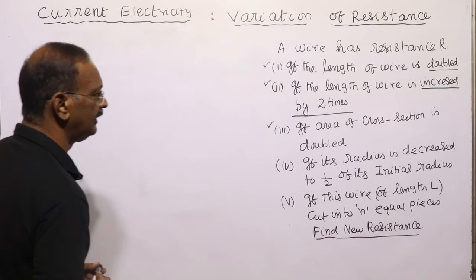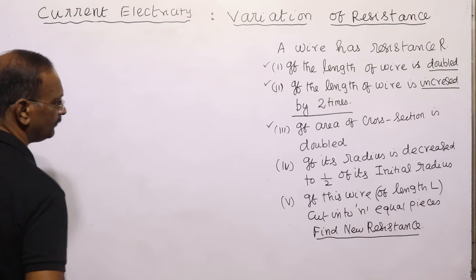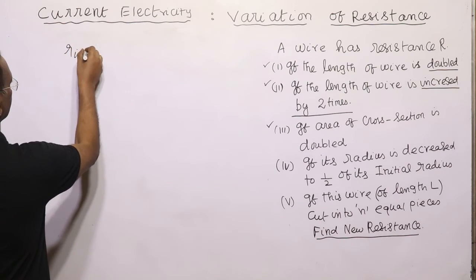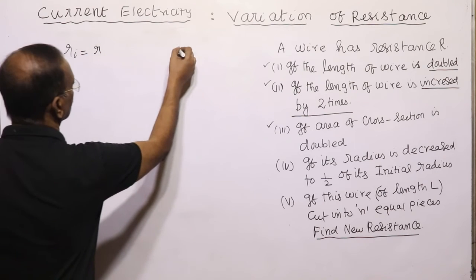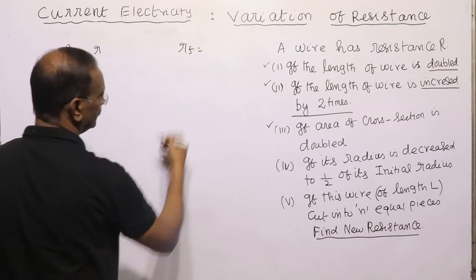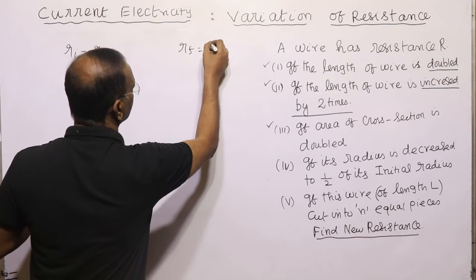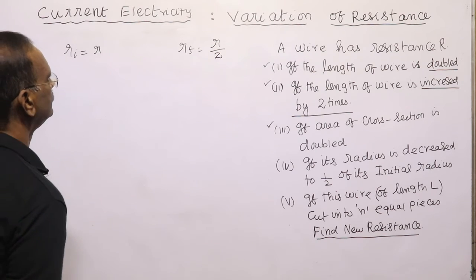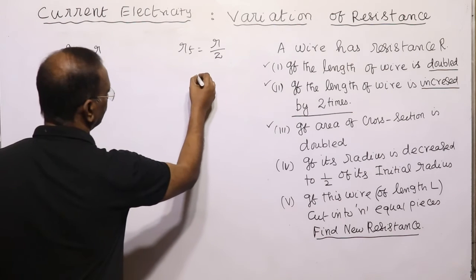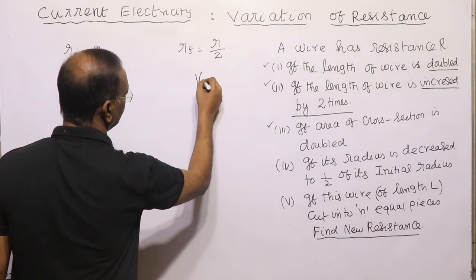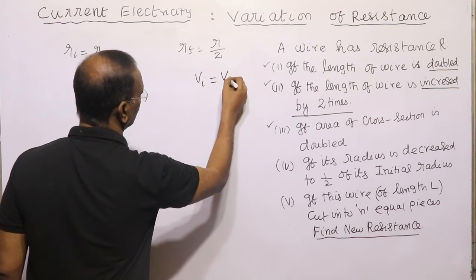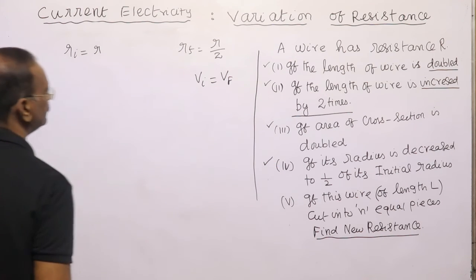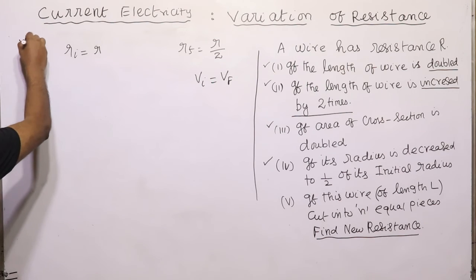Fourth question: if the radius is decreased to half of its initial radius, that is, R final is equal to half of R initial. As we know, the volume before stretching, that is the initial volume, is equal to the volume after stretching, that is the final volume. This is for the fourth question.